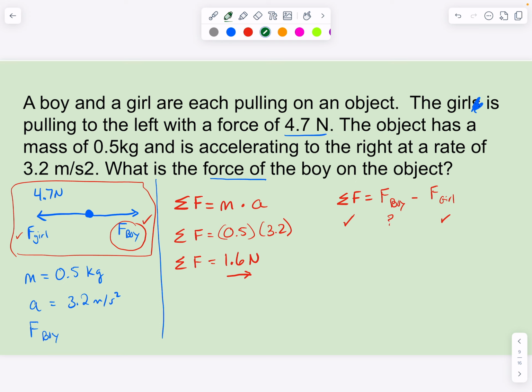So now when we plug in our variables, I have 1.6 newtons of net force equals the force of the boy minus the force of the girl, 4.7 newtons. So now I'm going to add 4.7 to both sides. So that 6.3 newtons is the force of the boy.